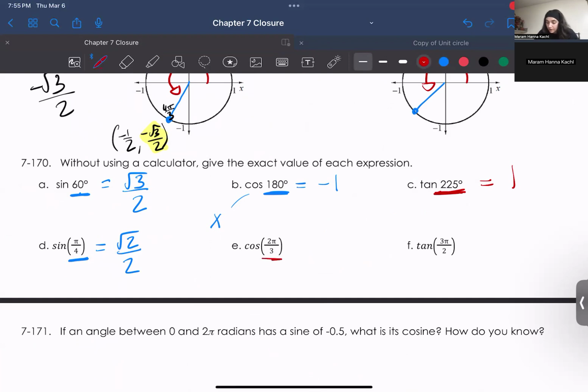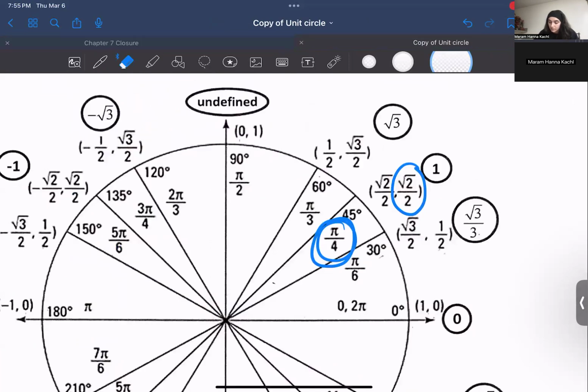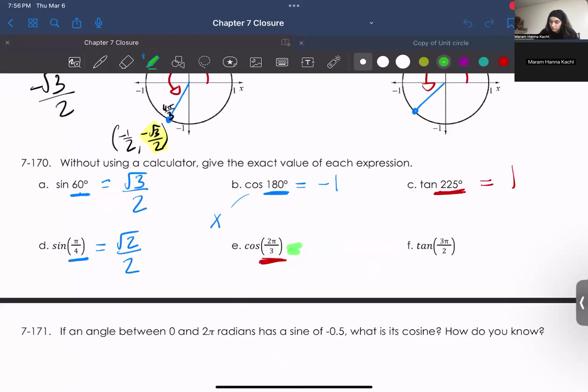Cosine of 2 pi over 3, find 2 pi over 3 on the circle. So going to my circle, 2 pi over 3 is right here. And then it asks for cosine. So think about whether cosine's x or y. Since cosine is x, this is the only one that I really care to share. In that case, my answer is -1/2.